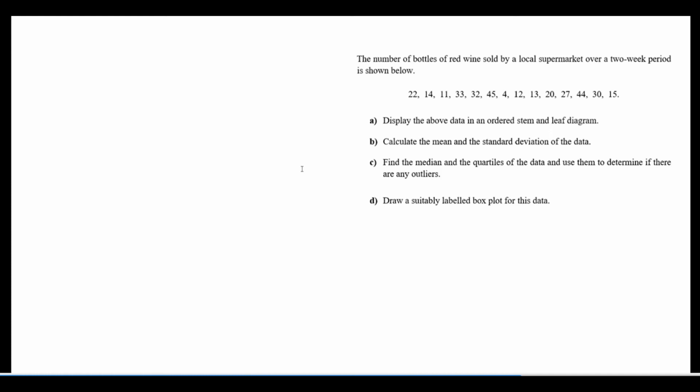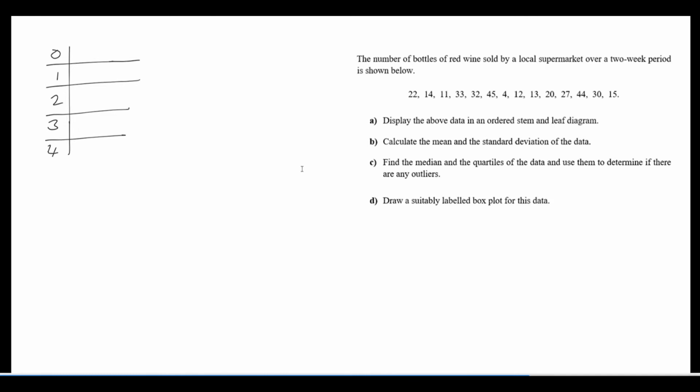In this question, we're told that the number of bottles of red wine sold by a local supermarket over a 2-week period are shown below. We're asked initially to display this data in an ordered stem and leaf diagram. Okay, so something you've been doing since GCSE.